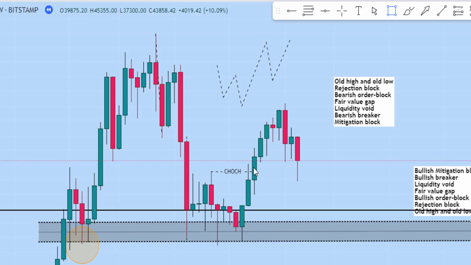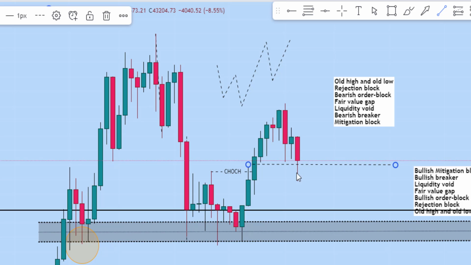Let's see, what do we have? Do we have a fair value gap? Yes, we have a fair value gap. Look at this. A very small fair value gap here in between this candle and that candle. So we don't need to pay attention to that breaker. A very small fair value gap here that came.